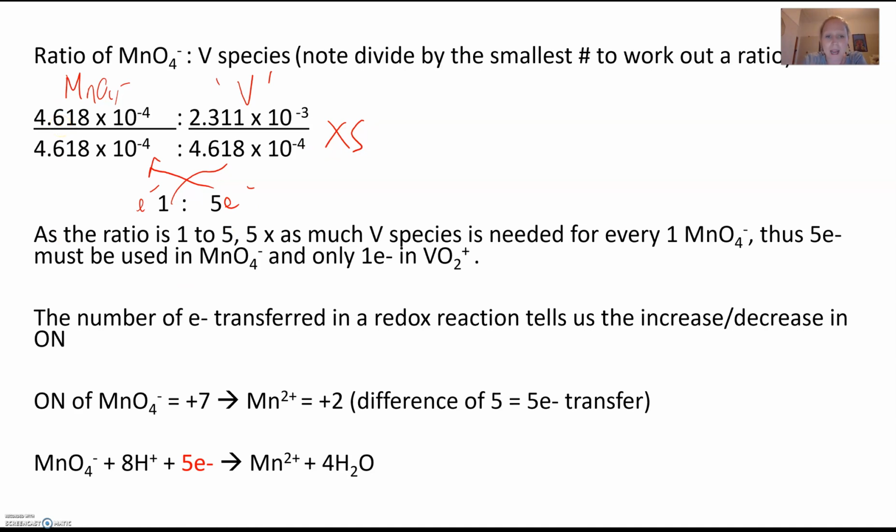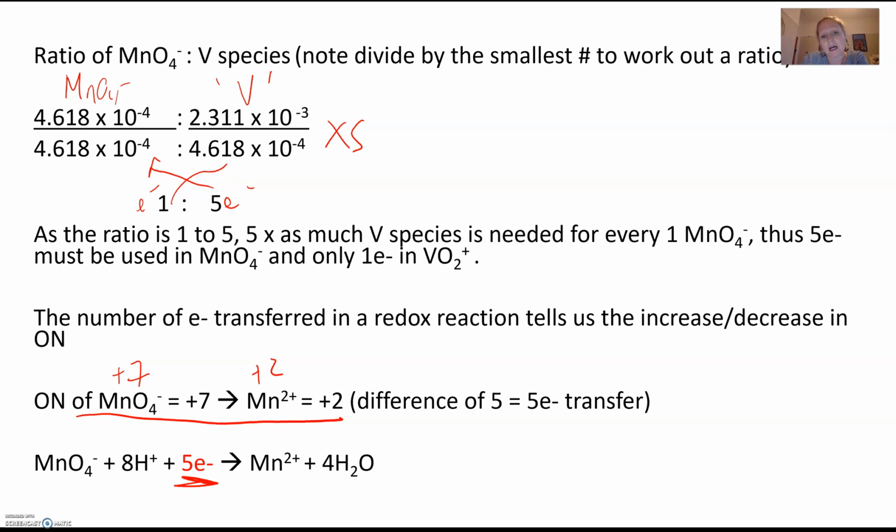Okay, so we know that MnO4- forms Mn2+, or sorry, we can guess it is now because we know it's a 5 electron transfer. And so therefore, the oxidation number of manganese in MnO4- is +7, and it goes to +2, which is a difference of 5. So the difference in oxidation number also equals the electrons. So it's a 5 gain electron transfer.